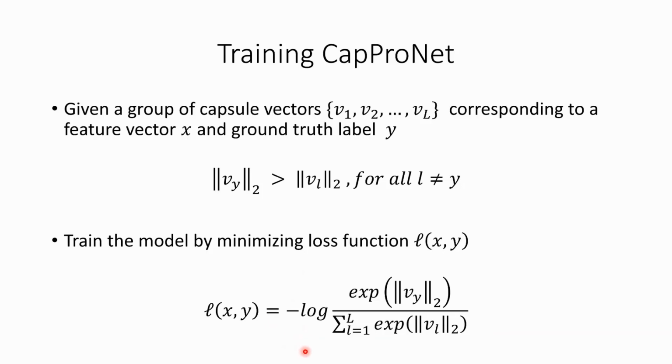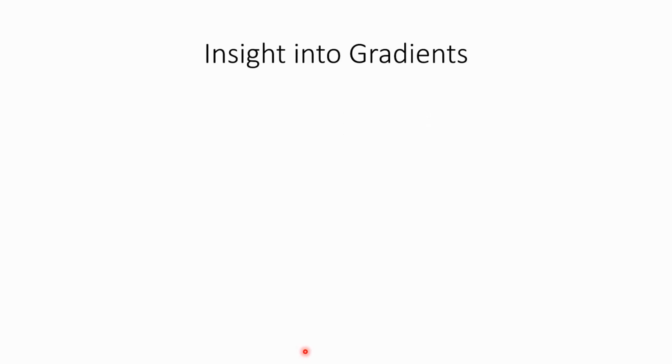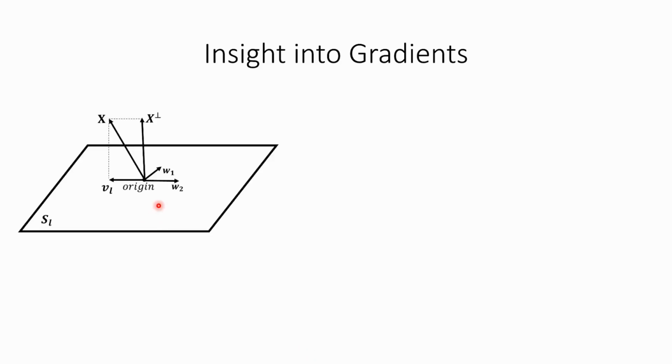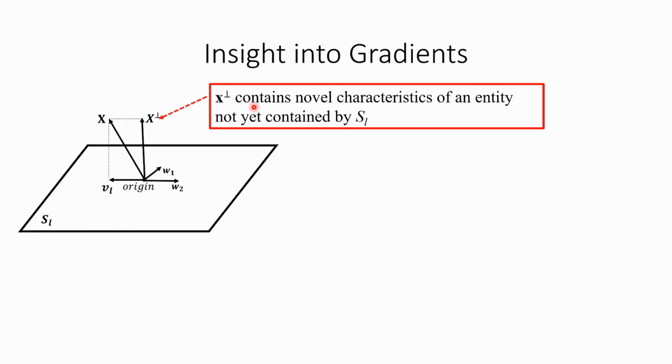We talked about that. We learned some capsule subspaces and how we create the actual capsules. Now we want to see how these subspaces are actually learned. To do that, we need to analyze the gradient of the loss function with respect to bases of these subspaces. Consider here that we have a subspace S, and it is defined by the two bases, W1 and W2. And we have this feature vector X, and the corresponding capsule on this subspace is VL. This X perpendicular actually contains novel characteristics of this sample that this subspace cannot represent yet.